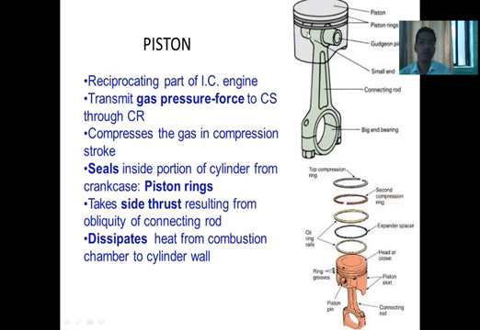You can observe here, this topmost component is called the piston. This is the piston head, then piston rings, then the gudgeon pin. By using the gudgeon pin, we can connect the piston to the connecting rod. Then this is the connecting rod, the small end, and this is the big end or bearing end.